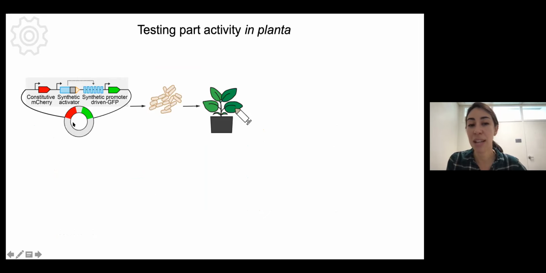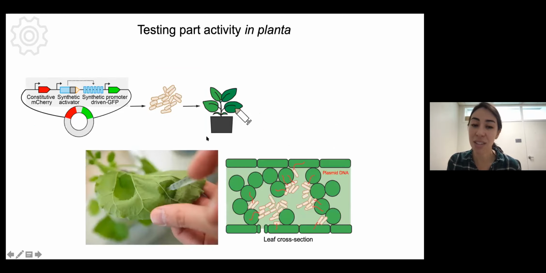You take that plasmid and you transform it into a special strain of bacteria called Agrobacterium tumefaciens. You then infiltrate it into plant leaves. What that means is that you actually take a syringe and press it onto the bottom side of the leaf and fill the airspace of that leaf with your solution of bacteria. The bacteria, once it's in the leaf, will then conjugate this plasmid DNA into any plant cell that it comes into contact with. The DNA, once it's inside a plant cell, will be expressed by the plant.